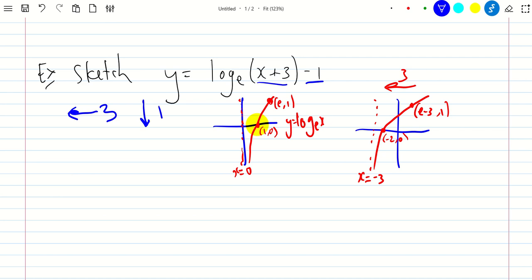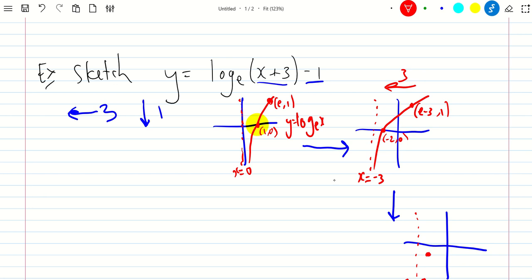I won't go straight to my graph yet. I'll just have a look at it. So that's just applying the left by 3. And then if we apply moving it all down, we still have the asymptote at -3. That will not change. But my y values are going to drop down by 1. So instead of going through (-2, 0), it's going to go through the point (-2, -1).